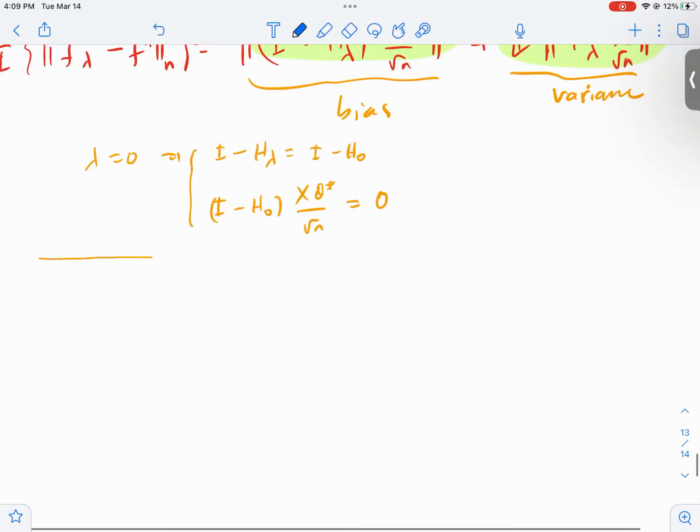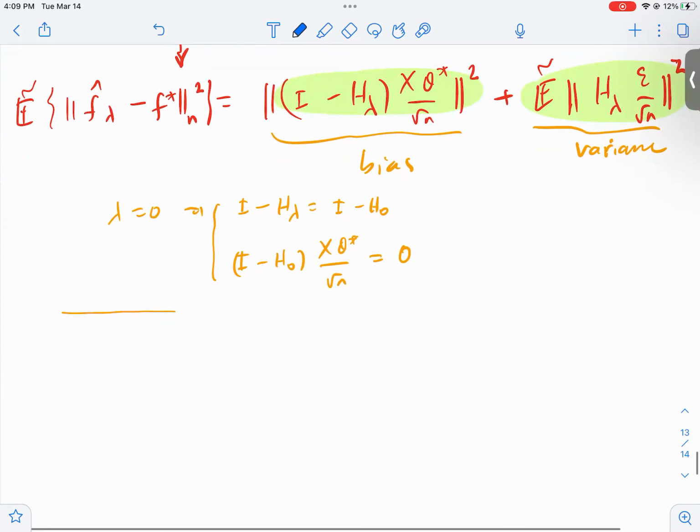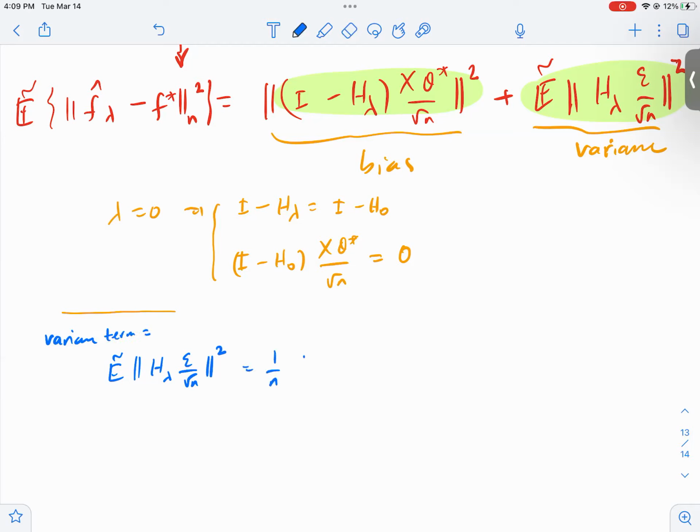So let me try to simplify the variance a bit. The variance is this guy, the variance term. So it's 1 over n times the expectation of the norm squared of H lambda epsilon. Does anyone know how to deal with something like that? How do we calculate something like this? So epsilon is a vector.